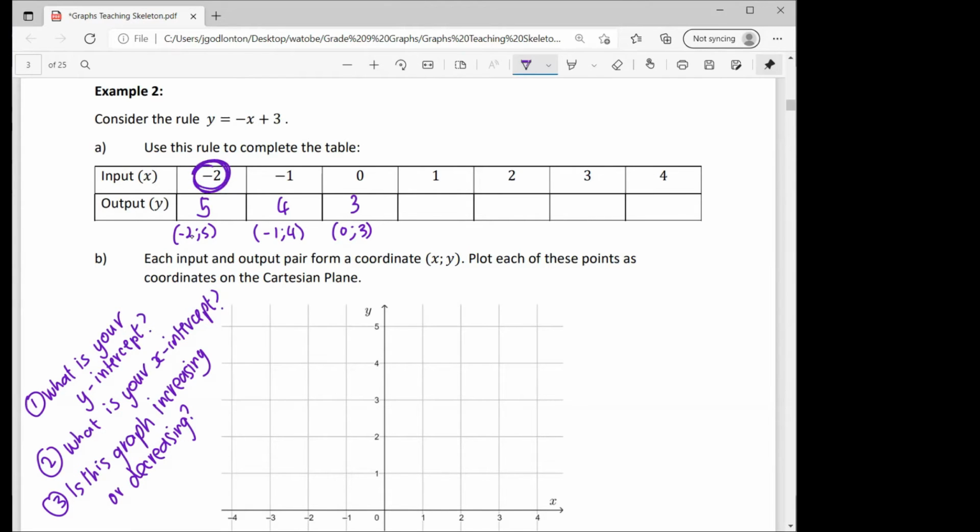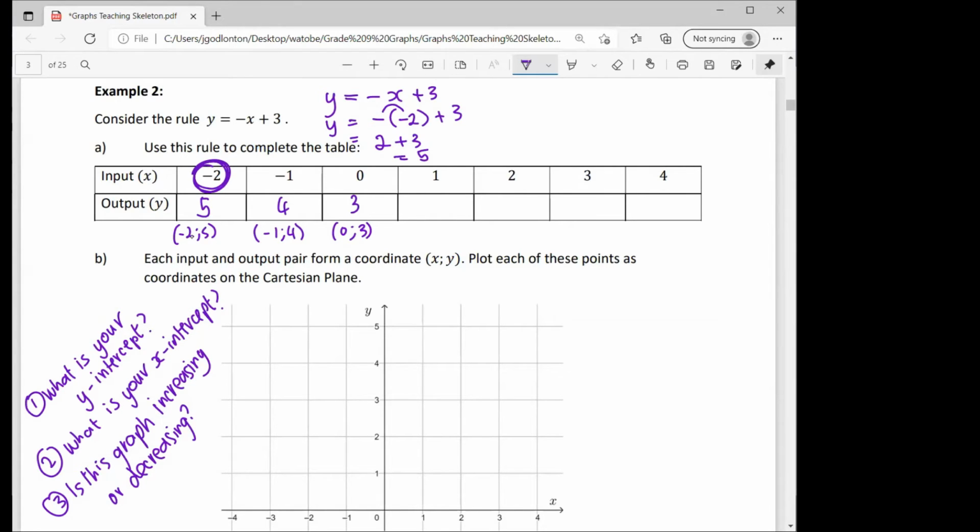If my input was -2, my output would be y, which is equal to -x plus 3. But now they've told us in this table that x is actually -2. So that's the same as saying y is equal to -(-2) plus 3. And when I have two negatives together like this, they become a positive because a negative times a negative is a positive. So that becomes +2 plus 3, which gives me +5. And so my final answer would be -2 and 5.